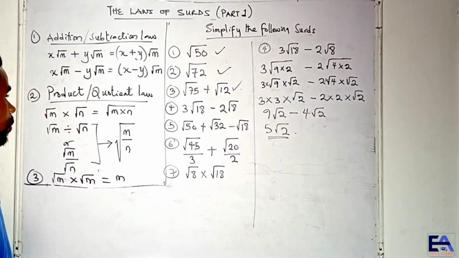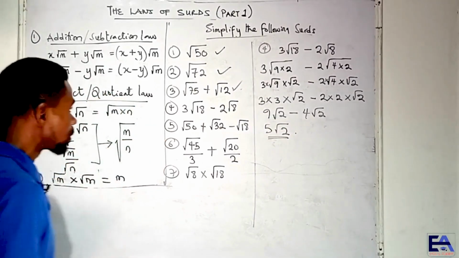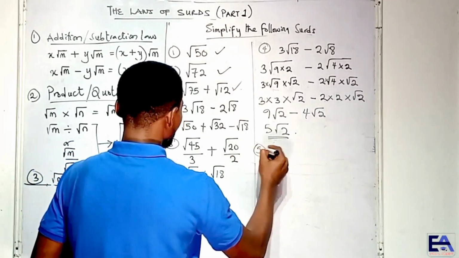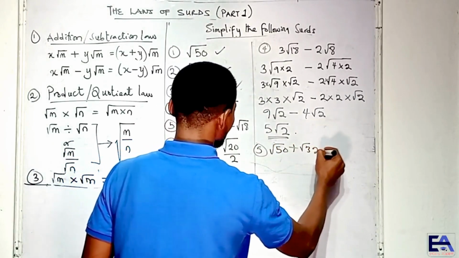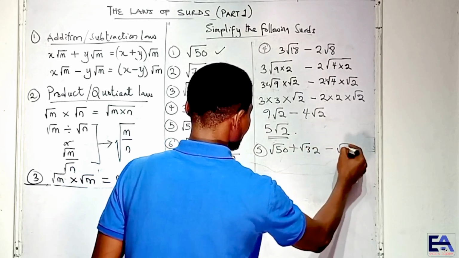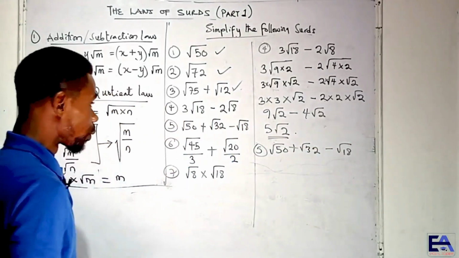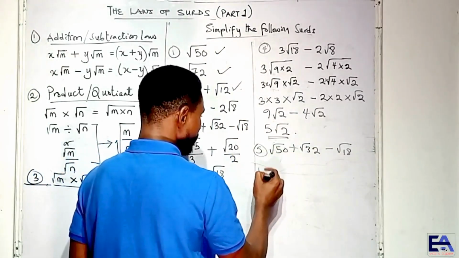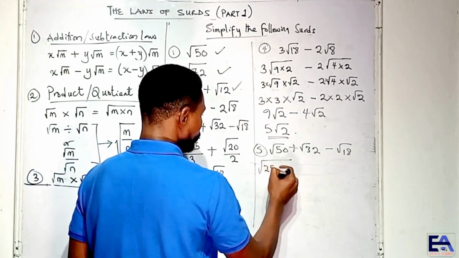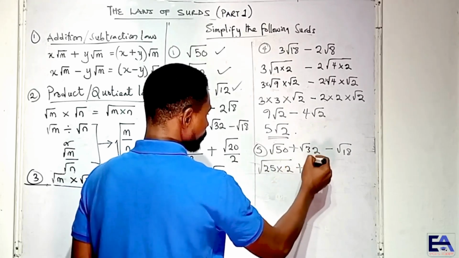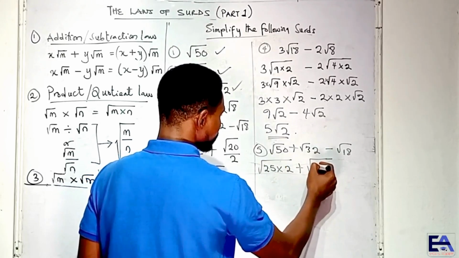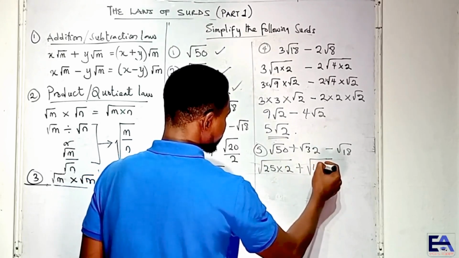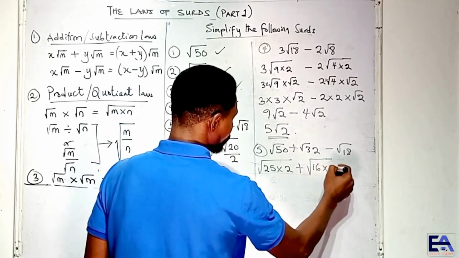Okay? So now, on similar notes, we can just break this one down, like question number 5. Question number 5 is root 50 plus root 32 minus root 18. These two are simple and straightforward. You can break down root 50 to become something like 25 times 2, plus root 32 can be broken into like 16 times 2.